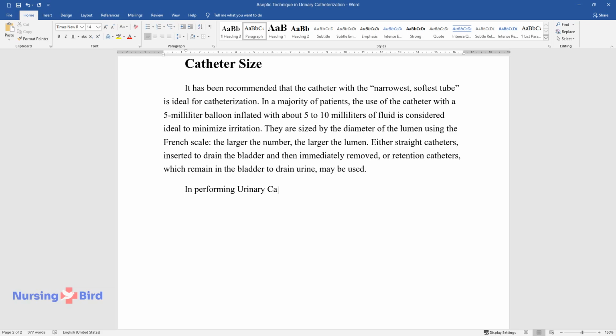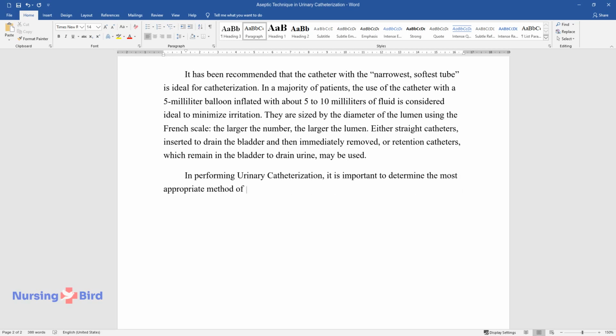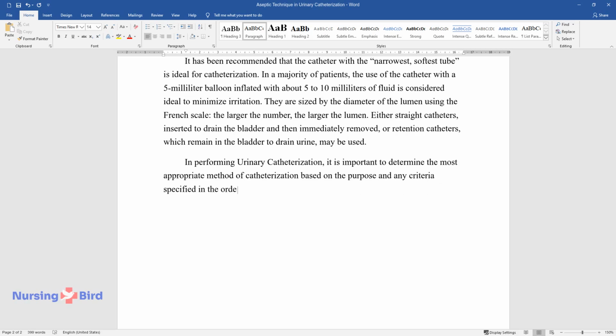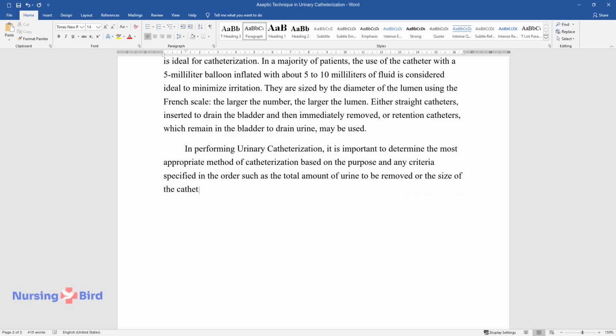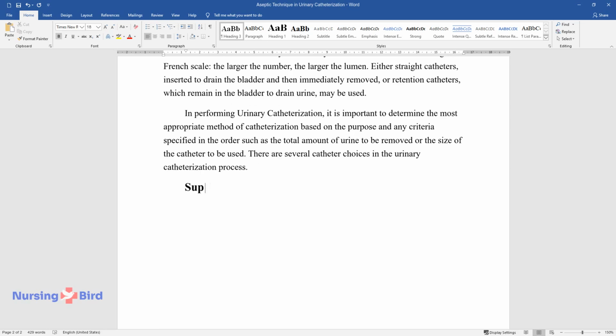In performing urinary catheterization, it is important to determine the most appropriate method of catheterization based on the purpose and any criteria specified in the order, such as the total amount of urine to be removed or the size of the catheter to be used. There are several catheter choices in the urinary catheterization process. Suprapubic catheter versus urethral catheter.